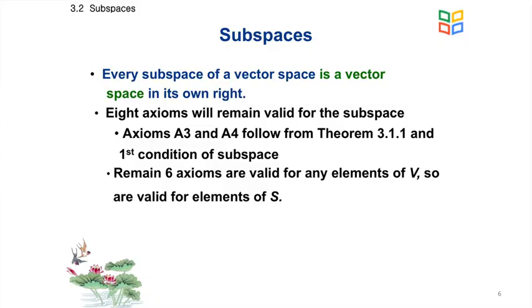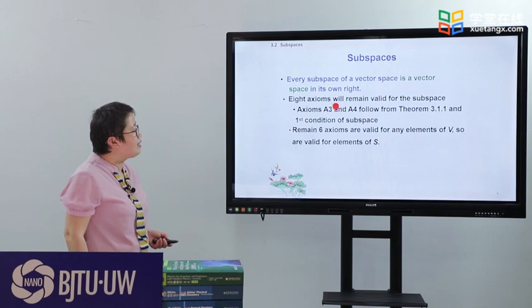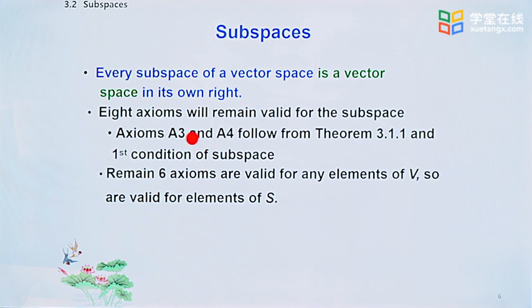And we know that every subspace of a vector space is a vector space in its own right. So if we consider S as a whole set, then this subspace is a vector space in its own right. And the 8 axioms remain valid for the subspace, where axioms A3 and A4 follow from Theorem 3.1.1 we have learned before, and the first condition of a subspace. And the remaining 6 axioms are valid for any elements of V, so they are valid for elements of S.